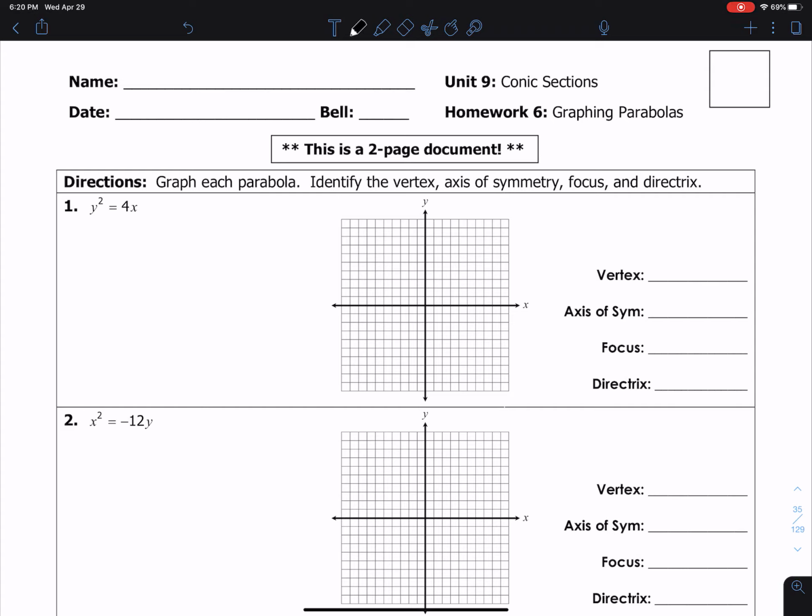You can go ahead and check your answers on the key if you want, but for getting full credit on the homework, you just have to do the first page, which is 1 through 4. So this one, we have a y squared. That means that this is going to be opening left or right. And since this number here is positive, we know that it's going to be opening to the right.